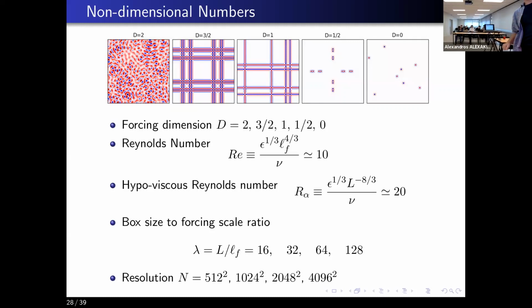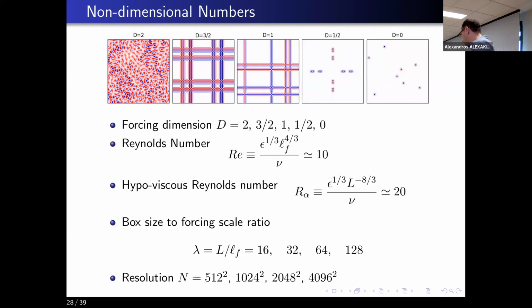And then the only parameter left is the ratio of the forcing wave number LF to the box size, or the inverse, actually. I'm going to call this lambda, and I'm going to vary it from 16 to 32 to 64 to 128. So 128 would mean that I could put 128 dots here, one next to the other, slightly touching each other. Accordingly, I have to increase the resolution every time I increase this parameter, so I'm going to be going from 512 to 4096 simulations.